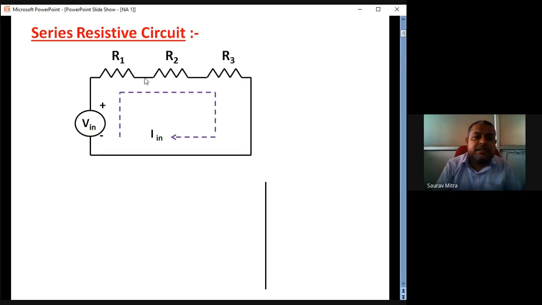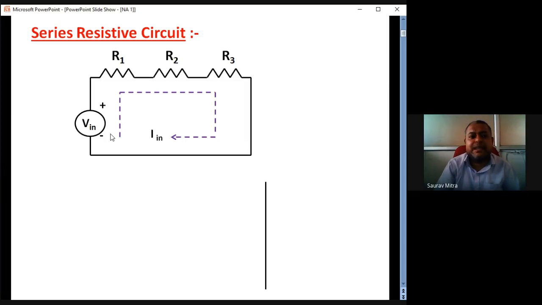And all the three resistances have formed a loop, and I have given a DC supply. I know this is a DC supply because I have shown plus and minus here. So the symbols are very important. Whenever you are showing DC voltage or DC current, you should show which direction is positive, that means at higher potential, and which is negative. So three resistances I have connected. So this is going to be your circuit for the series resistive circuit.